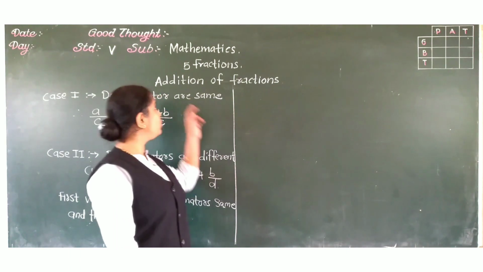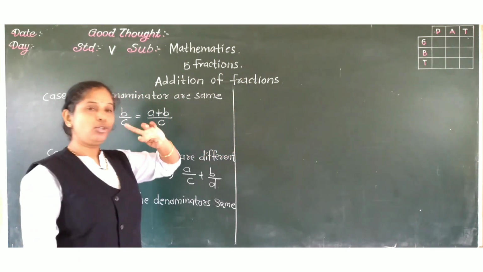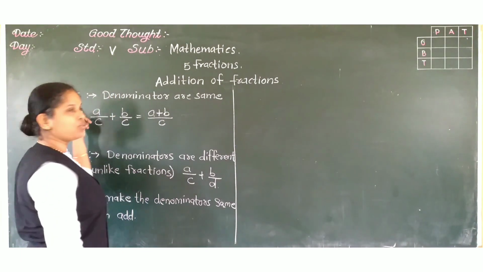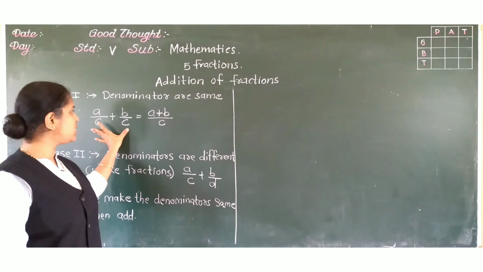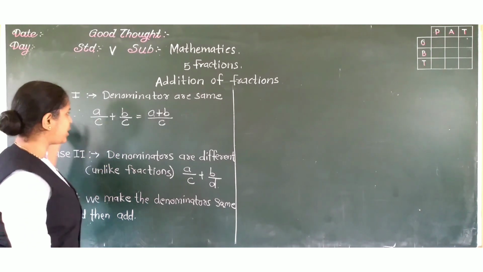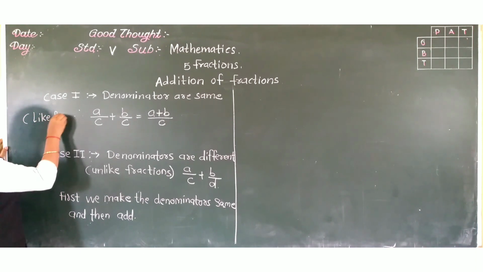Students, now we are going to learn addition of fractions. In that there are two types. Case 1, when the denominators are same. When denominators are same, then it is called like fractions.